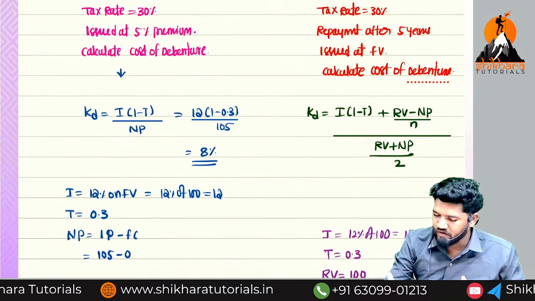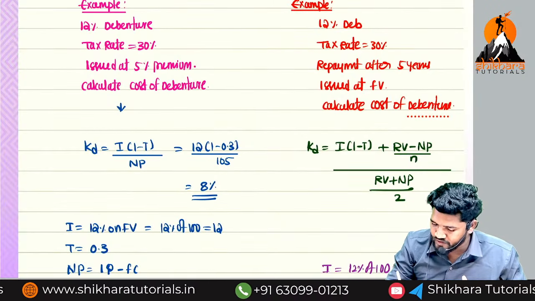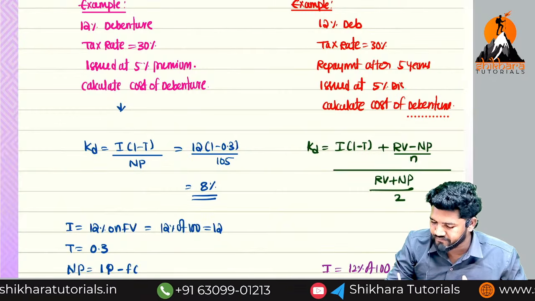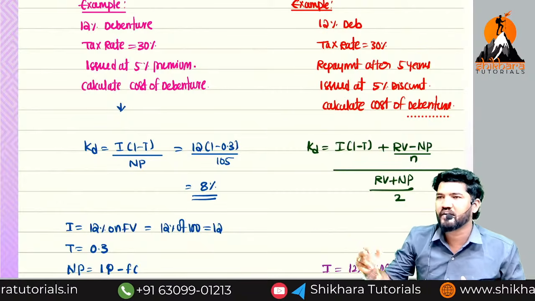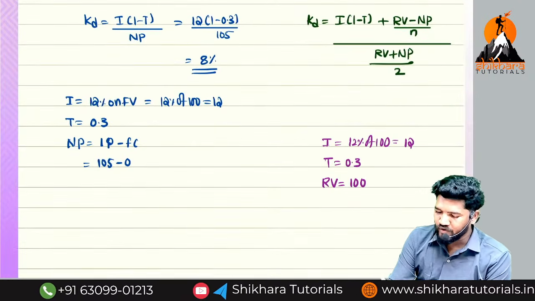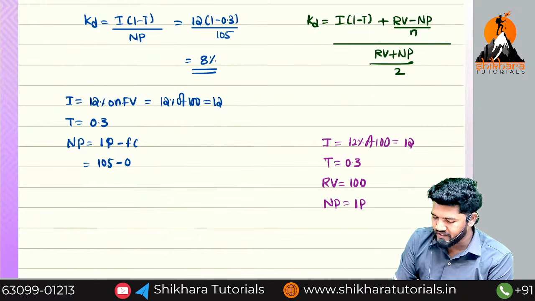What do I want next? One more point I need to add: issued at 5% discount. Why? Because you will get 100 only. Okay? Then fine. How to calculate net proceeds? Issue price minus flotation cost.